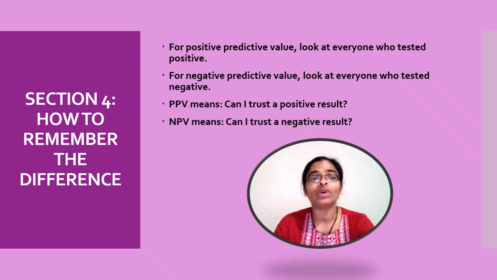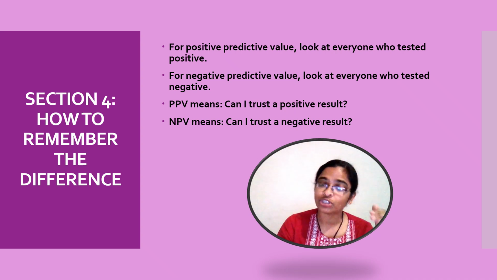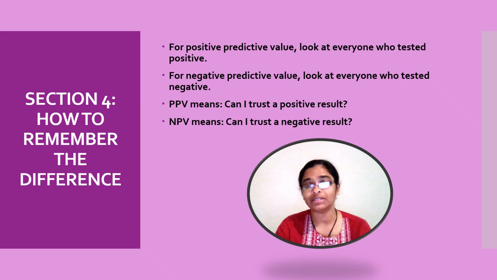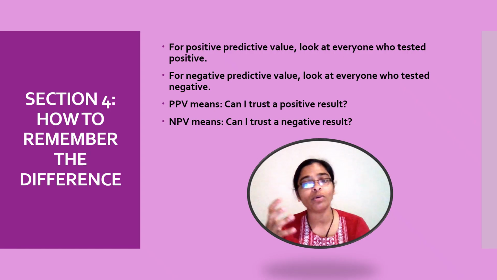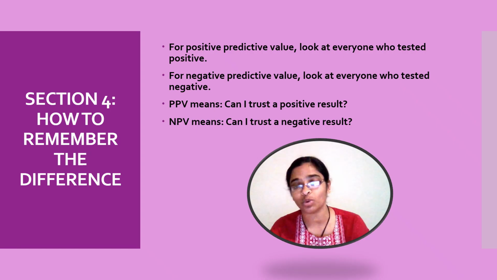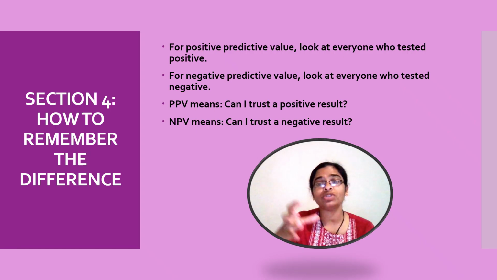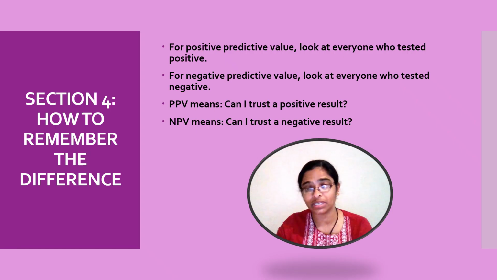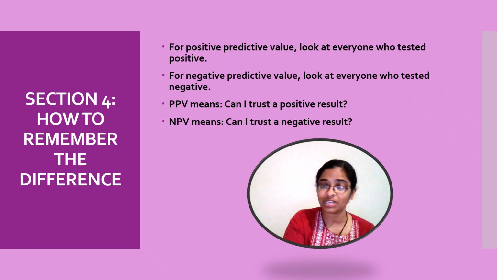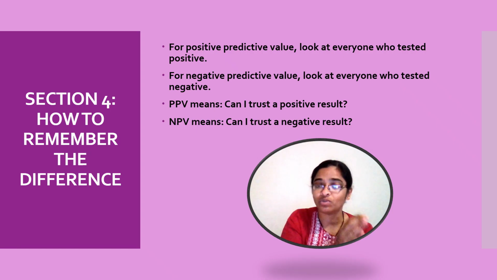Do not begin with whether the person has the disease. That approach is actually used for sensitivity and specificity, not for positive and negative predictive values. So here we need to start from the test result and look at to what extent we can trust that result.